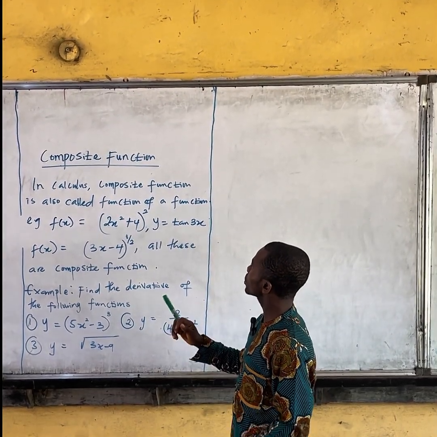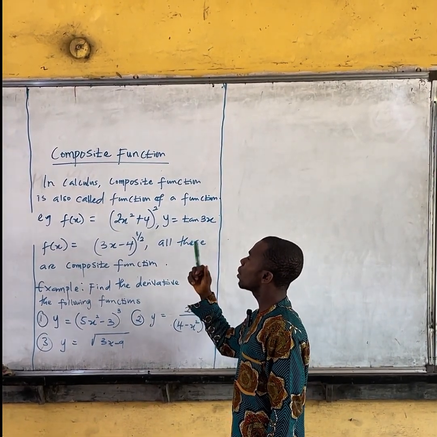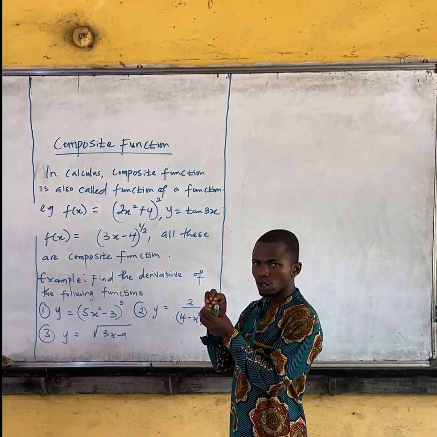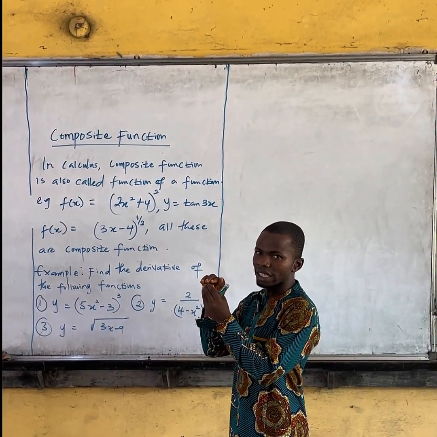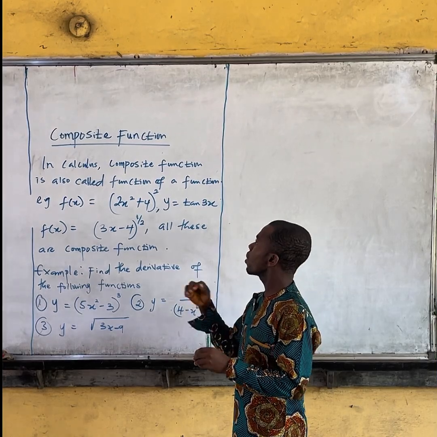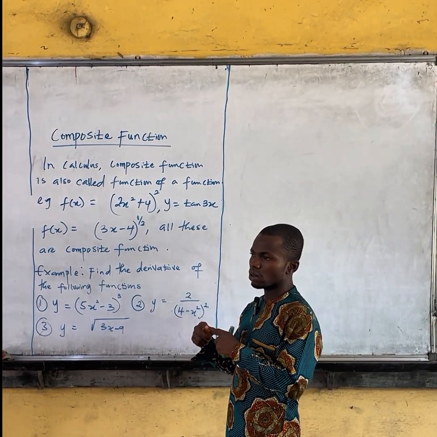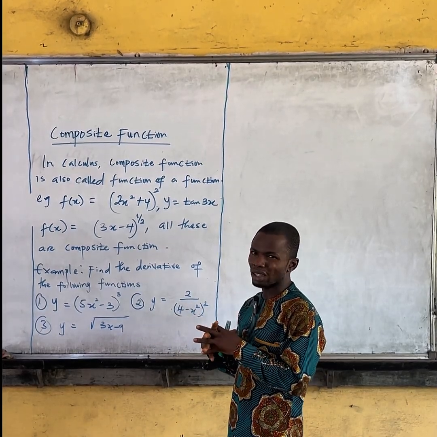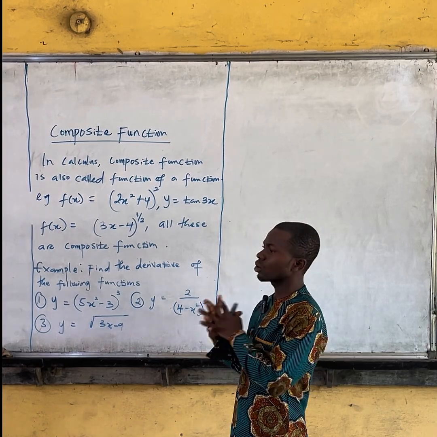So in calculus, composite function is also called function of a function. The word to compose means to put something inside something. So that's why we call it function inside a function, so we call it composite function. It is not direct like that of first principle and second principle. So it has been composed, so you cannot differentiate it direct. You have to use the principle of composite function.